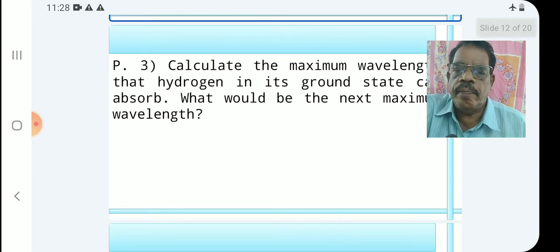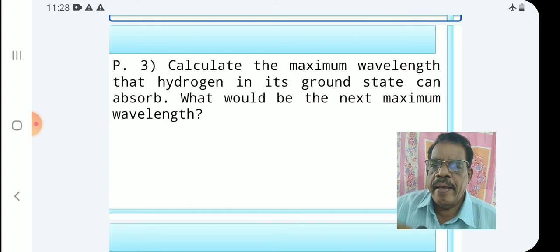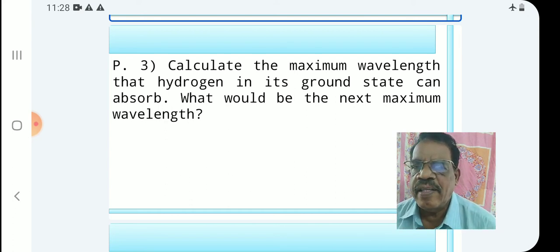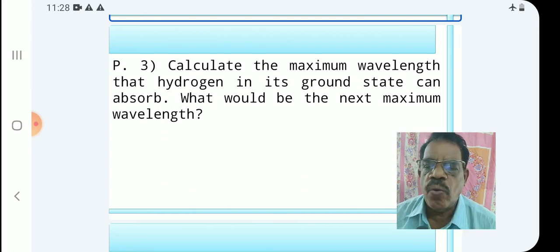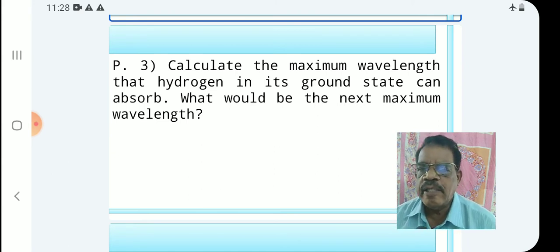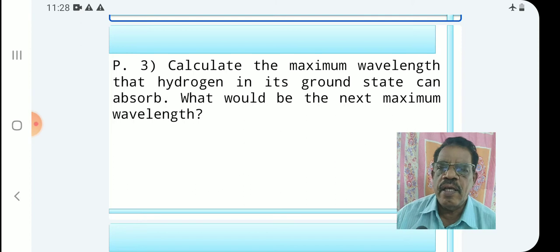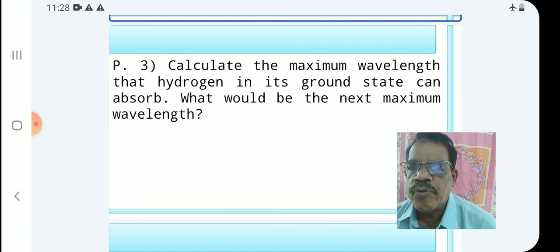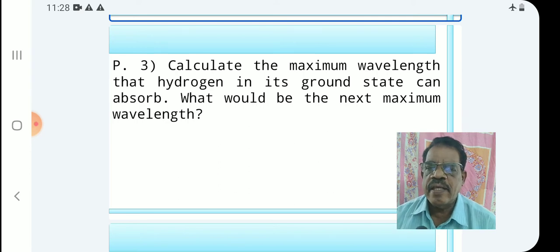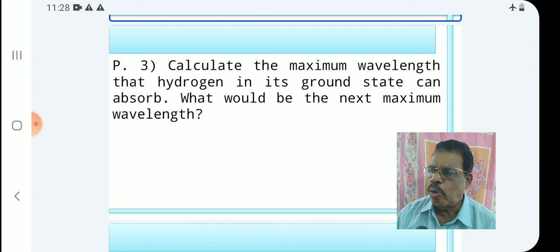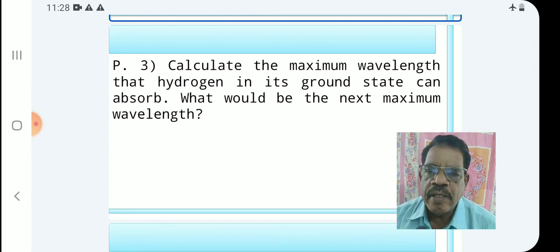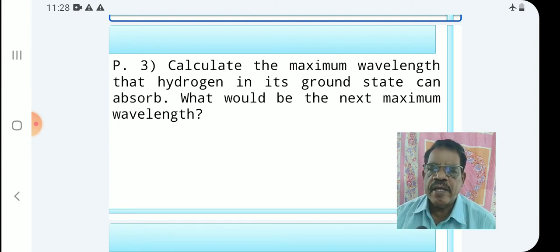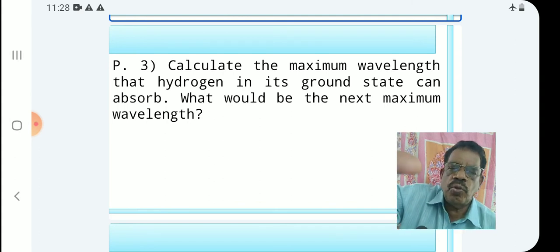അടുത്ത പ്രോബ്ലം. Calculate the maximum wavelength that hydrogen in its ground state can absorb. What would be the next maximum wavelength? അപ്പോൾ ഗ്രൗണ്ട് സ്റ്റേറ്റിലുള്ള ഹൈഡ്രജൻ ആറ്റം അബ്സോർബ് ചെയ്യാൻ പറ്റുന്ന ഏറ്റവും കൂടിയ വേവ് ലെങ്ത് എന്താണ് റേഡിയേഷൻ്റെത്? അത് കഴിഞ്ഞാൽ തൊട്ടടുത്ത വേവ് ലെങ്ത് എന്താണ്?